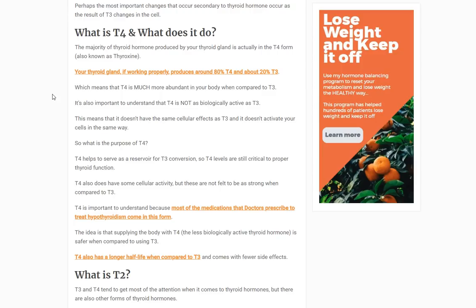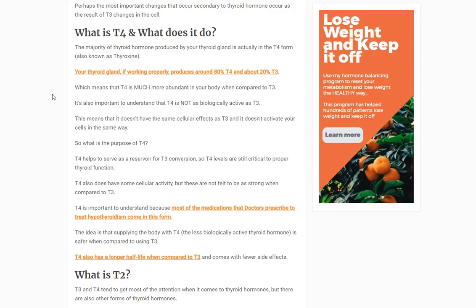Now, what is T4? T4 doesn't have as much biological activity as T3, but it is very important, and it's important because it is the reservoir upon which your body draws to convert T4 into T3. So your body has created an interesting system where the majority of the thyroid hormone that's floating around in your body is in the T4 form. This is by design. It says, okay, we have a bunch of T4. Now all we need to do is alter the structure of the T4 depending on the needs of the body.